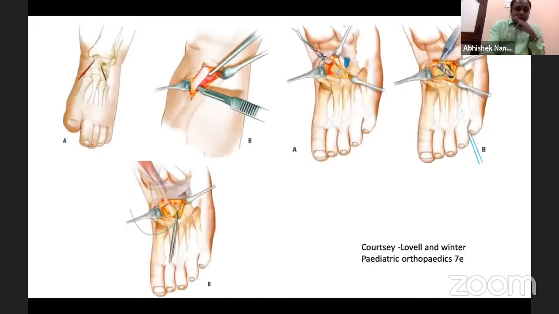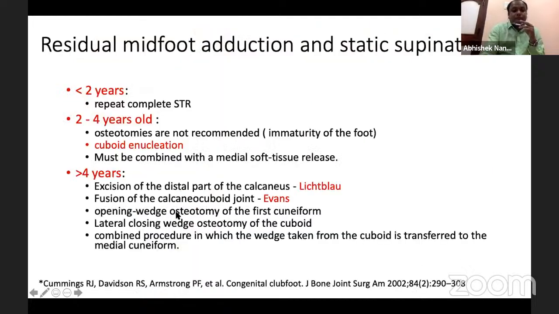So this is the picture taken from Lovell and Winter. It is showing a 2-incision technique. We can use a third incision in the distal part of the tibia, where we can take out the tendon and reroute it through it. But generally, we also use the 2-incision technique in our center. So here we are rerouting the tibialis anterior onto the third cuneiform.